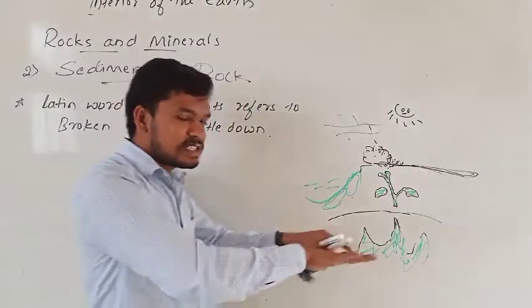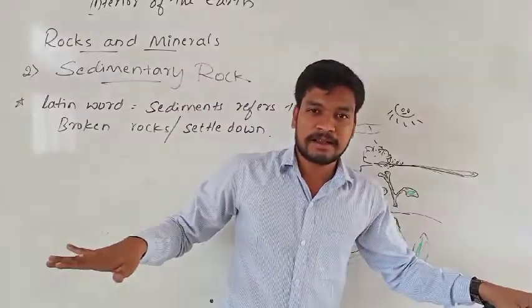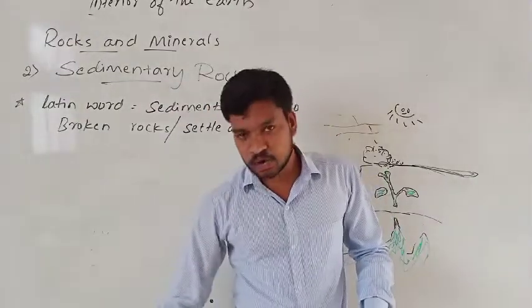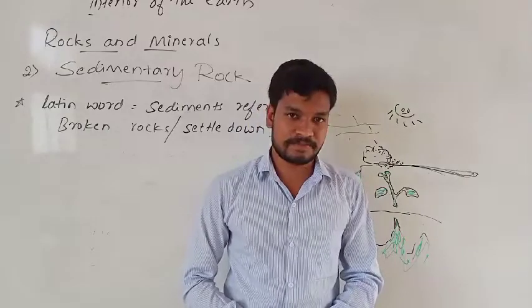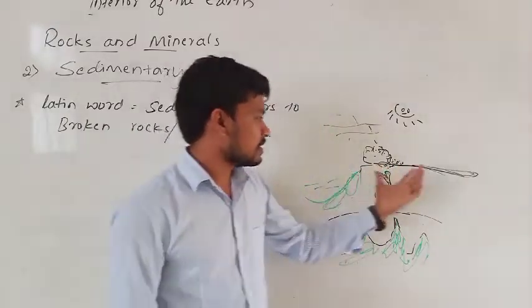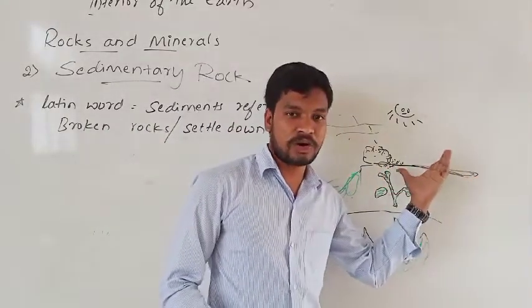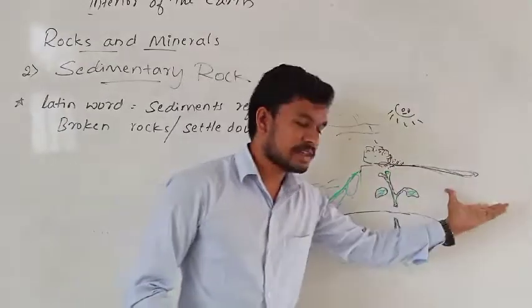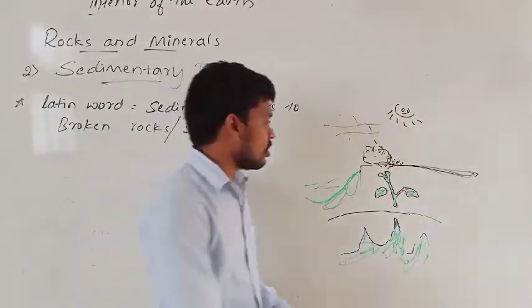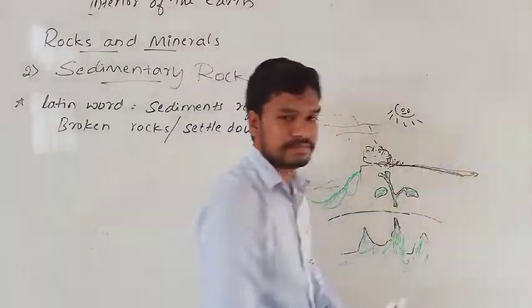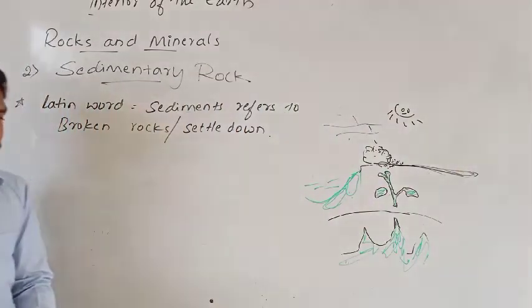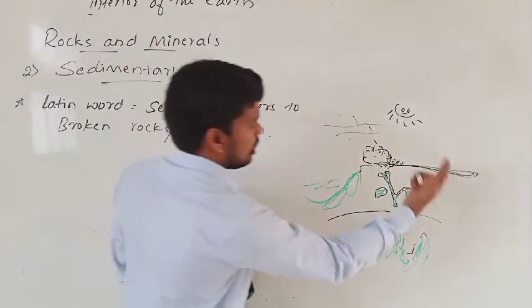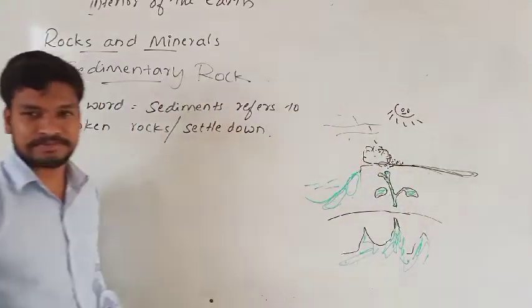So our earth surface's last layer, that is the outer layer, is sedimentary rocks. Our earth surface is covered by sedimentary rocks. That's how the sedimentary rock forms second. All these pieces will be gathered. It's sedimentary rock. So this is the second rock which is formed after the igneous rock.